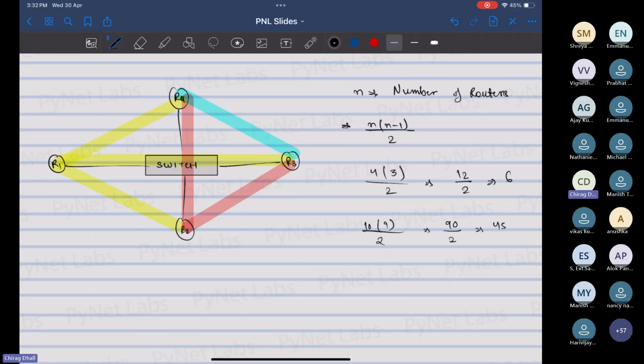Similarly, if I talk about 20 routers, then we would require 20 multiplied by 19 divided by 2, which gives 190 neighborships. So it is definitely not the way we can use OSPF for multiple routers. This is where the entry of the designated router and backup designated router happens.